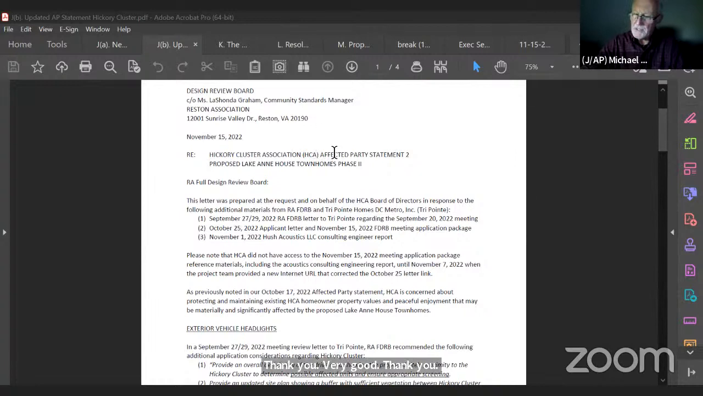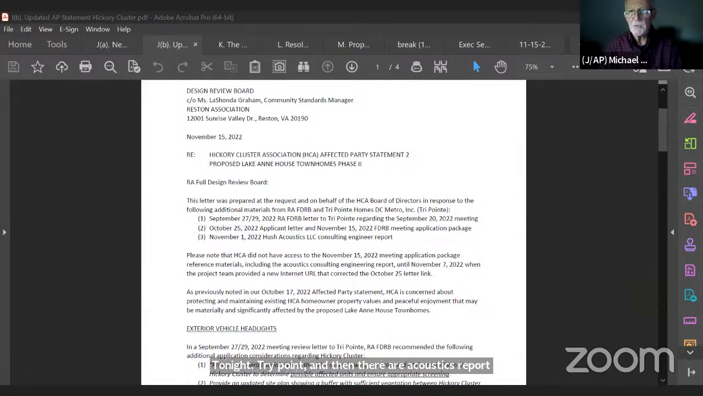Let me recap where we are, reset my timer here. This is a third iteration of designs. I started in 2014. I was involved from that point until currently. For the 2022 iteration, which is what we're discussing now, there was the September 20th meeting. In response, we produced an October 17th affected party statement. And then we've got some additional documents, the September 27th to 29th DRB letter, the October 25th package that the applicant has presented tonight, TriPoint, and then their acoustics report dated November 1st.